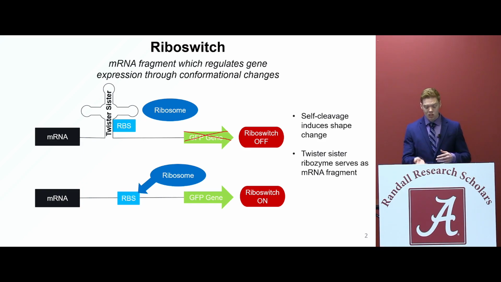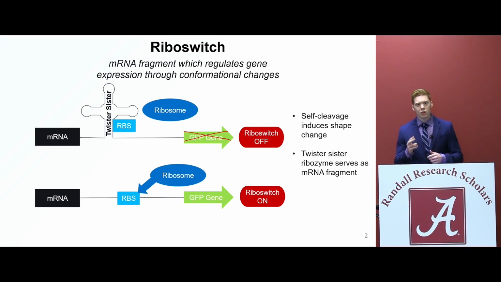Compare this to the second diagram labeled riboswitch on. In this case, due to a change in the shape of the twister sister ribozyme, the RBS is actually accessible to said ribosome, and the result of this is that the GFP gene is expressed.